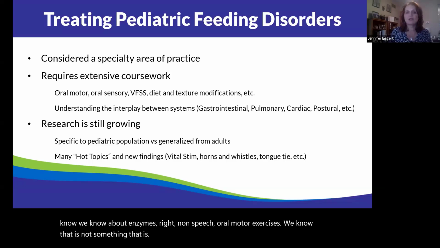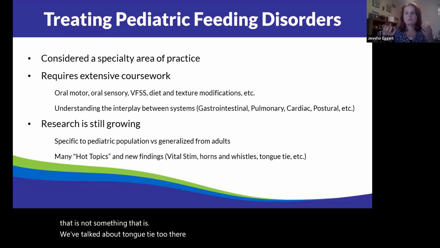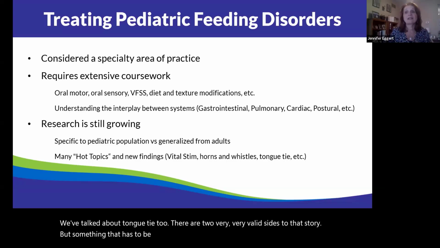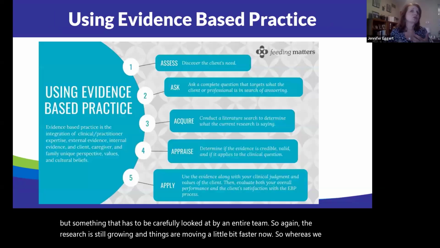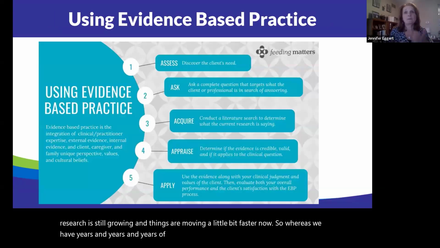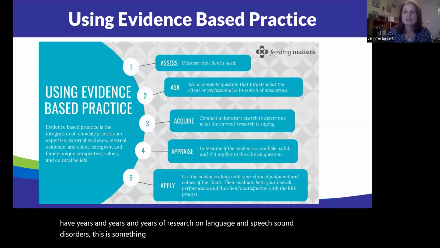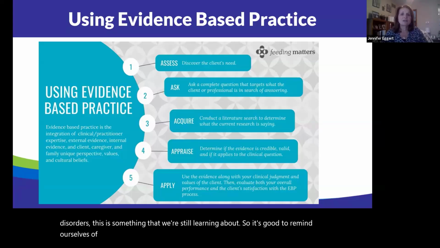We've talked about tongue tie too. There are two very, very valid sides to that story, but something that has to be carefully looked at by an entire team. So again, the research is still growing and things are moving a little bit faster now. So whereas we have years and years and years of research on language and speech sound disorders, this is something that we're still learning about. So it's good to remind ourselves of the idea of using evidence-based practice.